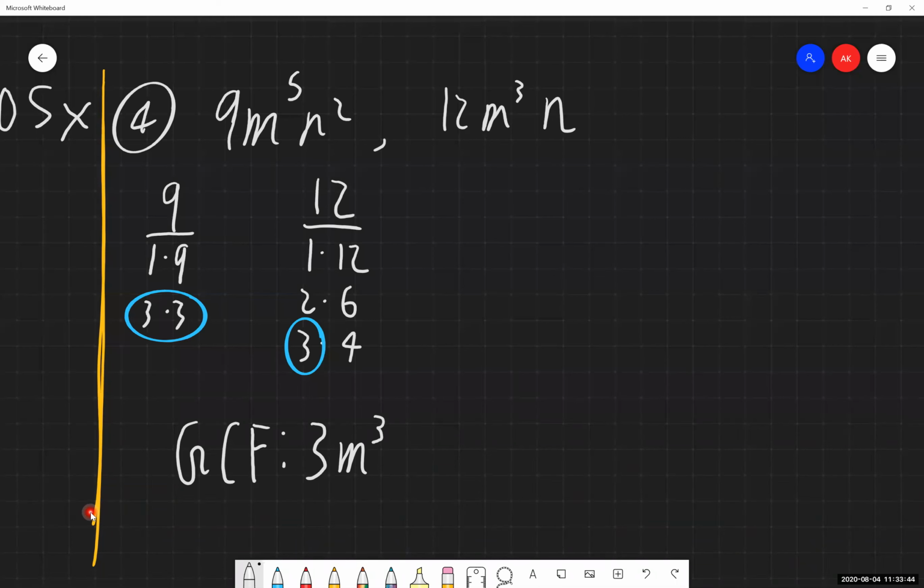Then looking at the n's, I have n squared and n. The largest exponent that they both share is just n to the 1st power. So all I can list out for my n's is an n. So the greatest common factor between both of these terms is 3m cubed n. I can't do anything else from there.